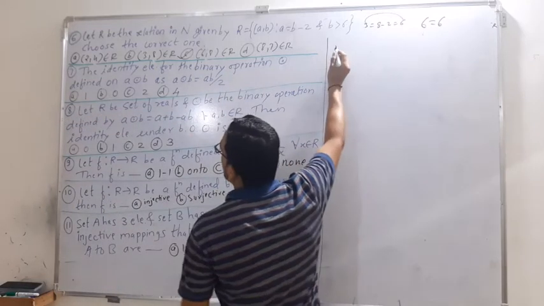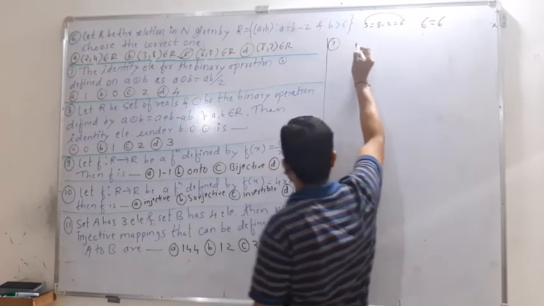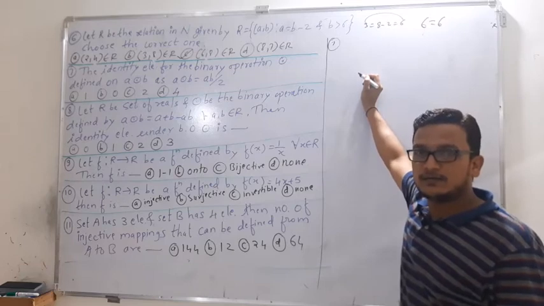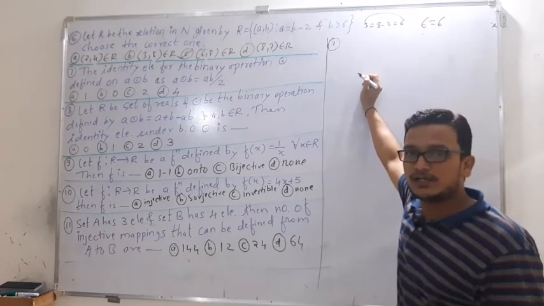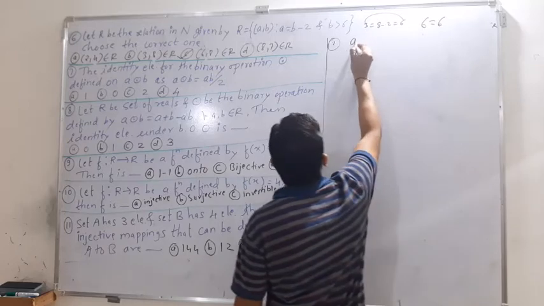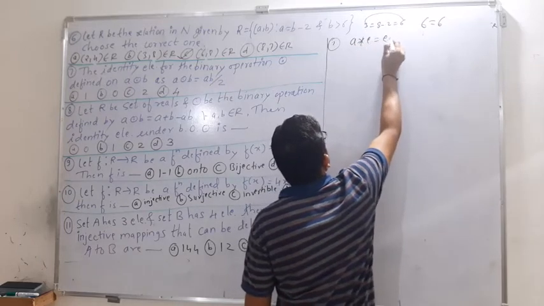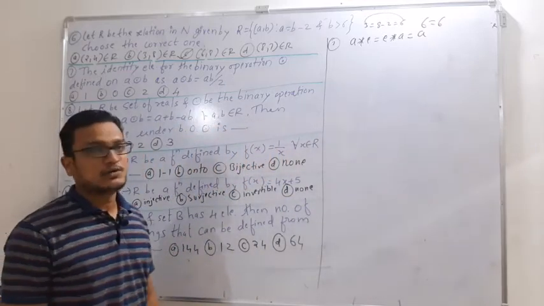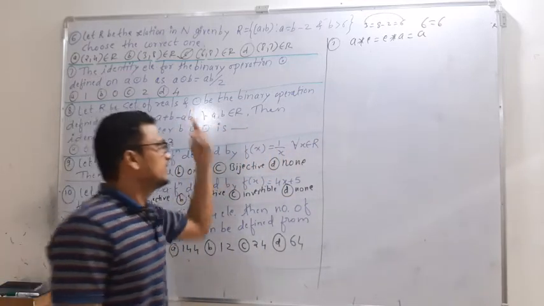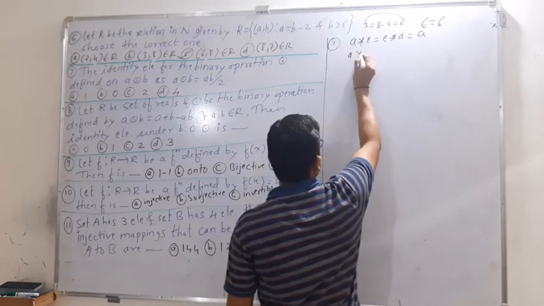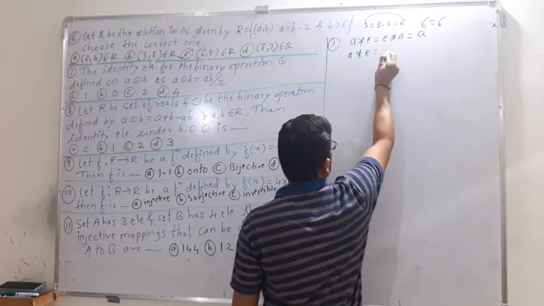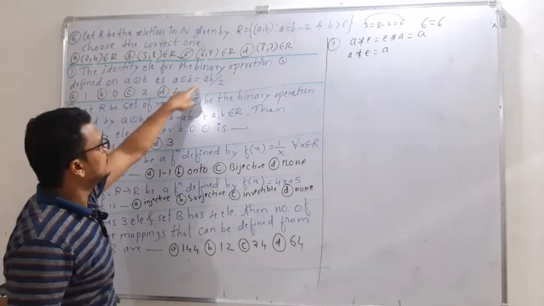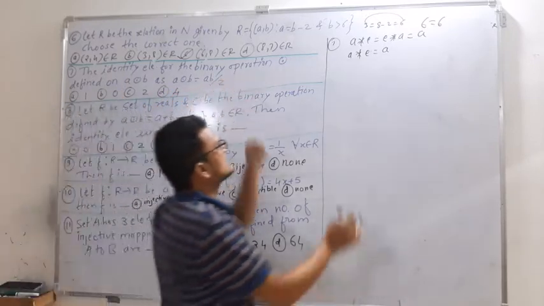So here is the solution of the seventh one. As you know the definition of identity element, to find out the identity element we use the definition: A star E is equals to E star A is equals to A. So this is the definition to find out the identity element. Take any one part from this and just go on simplifying. So A star E is equals to A. But as per the definition, what is A star B here? AB by 2.